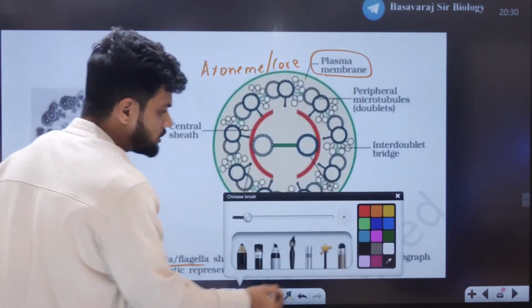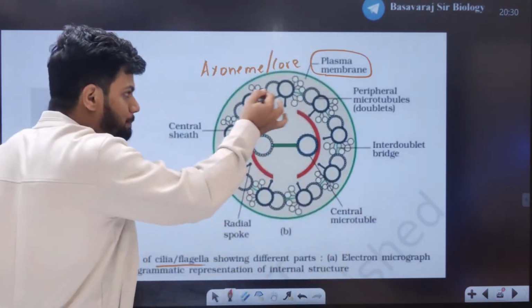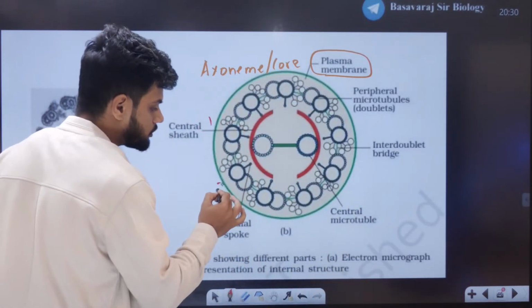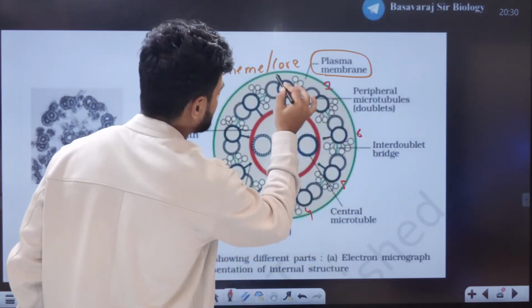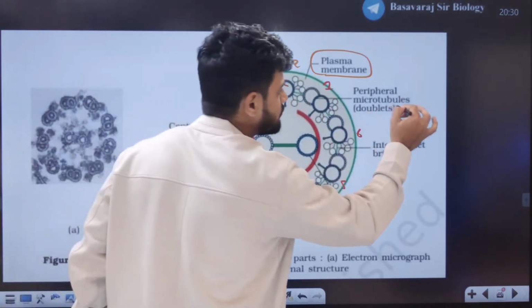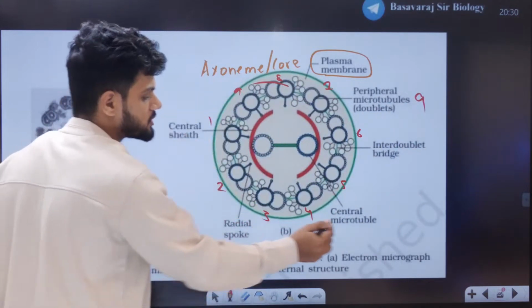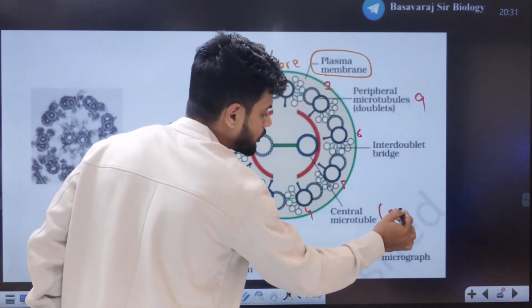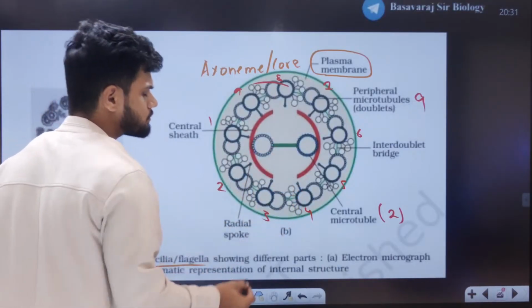Okay. Now here there is an arrangement of microtubules. On the periphery there are totally 1, 2, 3, 4, 5, 6, 7, 8, 9. There are 9 peripheral microtubules. In the center there are 2 microtubules. Okay. Central microtubules, peripheral microtubules.